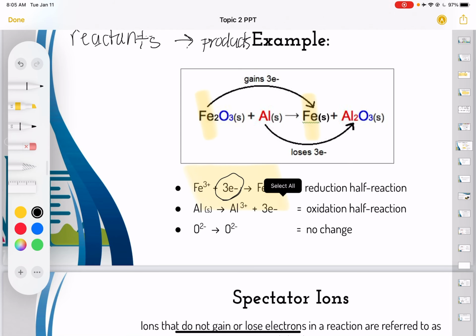So then aluminum is losing electrons. So when we're losing something, it's always going to be on the right side of the reaction. We're giving it off. We're getting rid of it in the products. And then our oxygen doesn't change charges, so that is just left there.